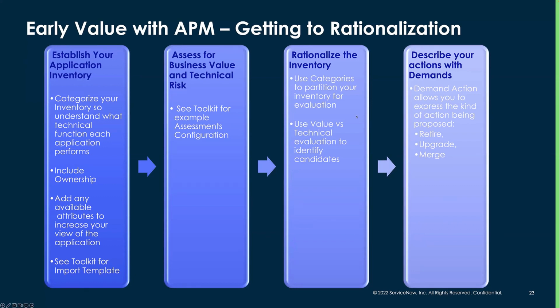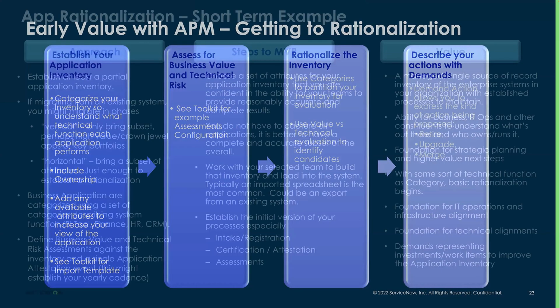Once you've established an inventory, even if it's not complete, if it's enough, you can use categorization, that classification, and the business value versus technical risk to identify rationalization or retirement candidates, merge candidates, whatever it is you're going to do through the rationalization evaluation. And then using demand, which is a part of APM, you can essentially write a business case to move this forward.